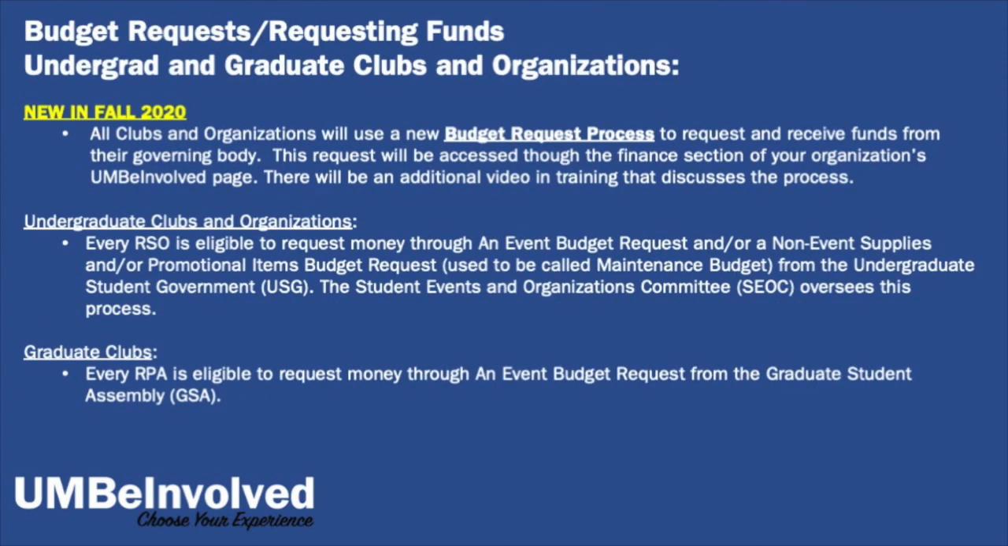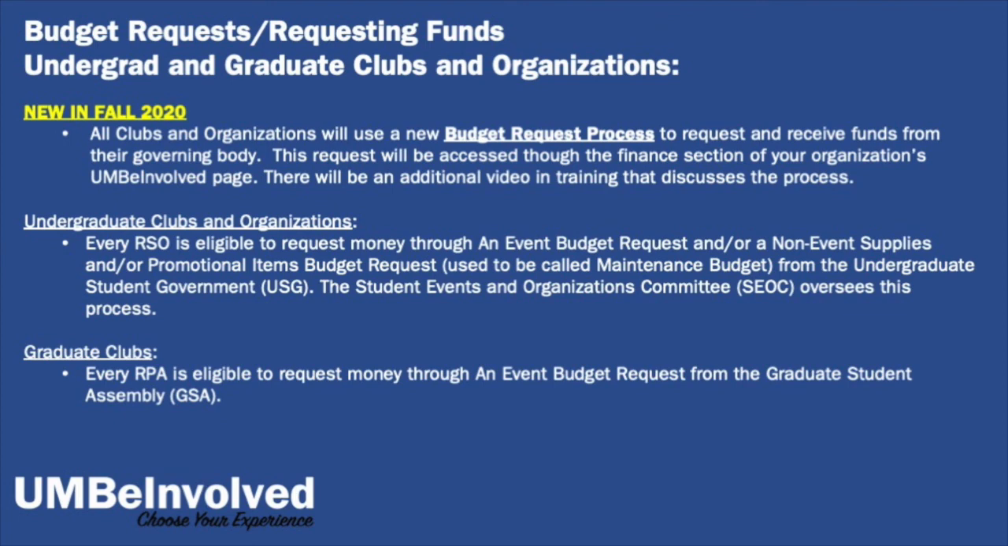Budget requests, requesting funds. Undergraduate and graduate clubs and organizations. New in fall of 2020, all clubs and organizations will use a new budget request process to request and receive funds from their governing body. This request can be accessed through the finance section of your organization's UMBeInvolved page. There will be an additional video and training that discusses this process.